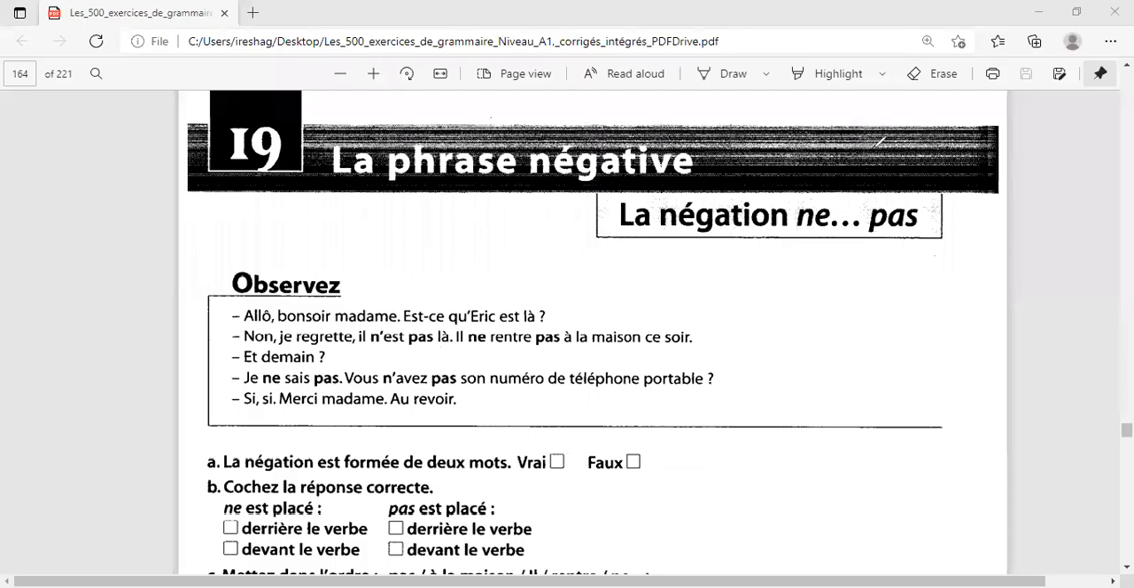Okay, basically, the French negative sentences. To make an affirmative, a normal sentence, into negative form in French, what we normally do is put ne pas. But you still have some things to be learned there because there are some exceptional occasions.